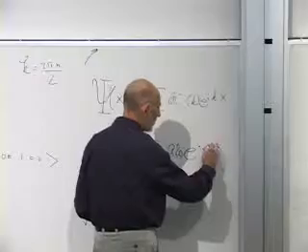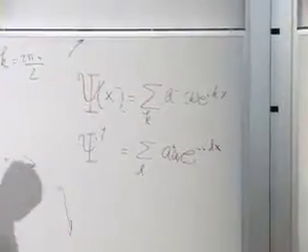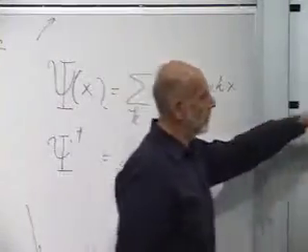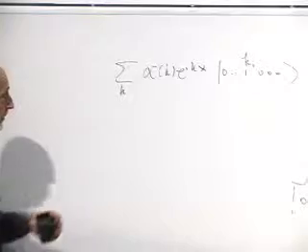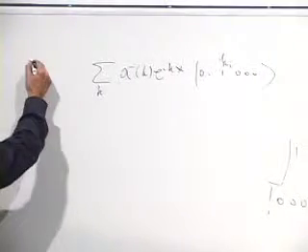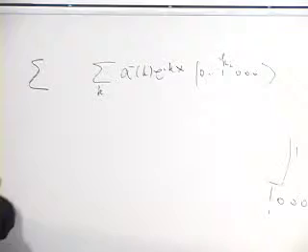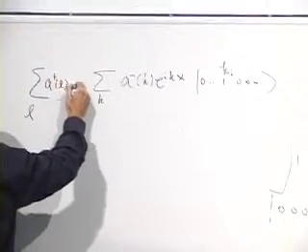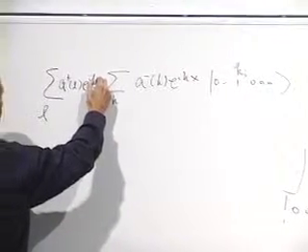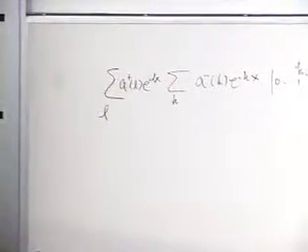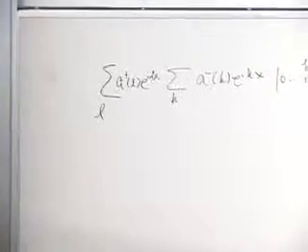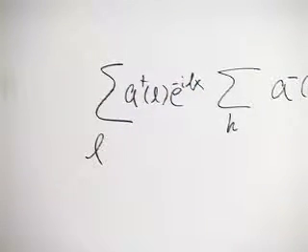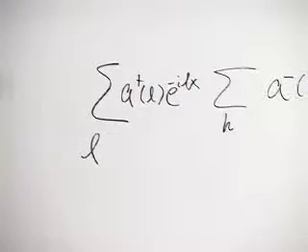These are summation variables. Doesn't matter what you call them. I just don't want to repeat the use of a summation variable over here and call it the same thing again. So we have summation for the first operator, summation over L, a plus of L, e to the I L x. That's this one, e to the minus I L x.